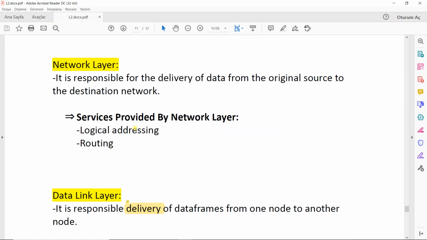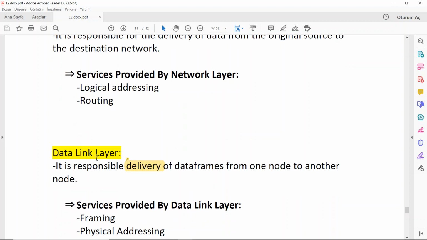successfully. Now, reaching the network layer, what does it do? It's responsible for the delivery of data from the original source to the destination. Give me an example happening there. Logical addressing and routing. This is what a router does. Give me a device that works at layer number 3. Network layer is layer number 3. You tell me routers. Routers work at this layer.